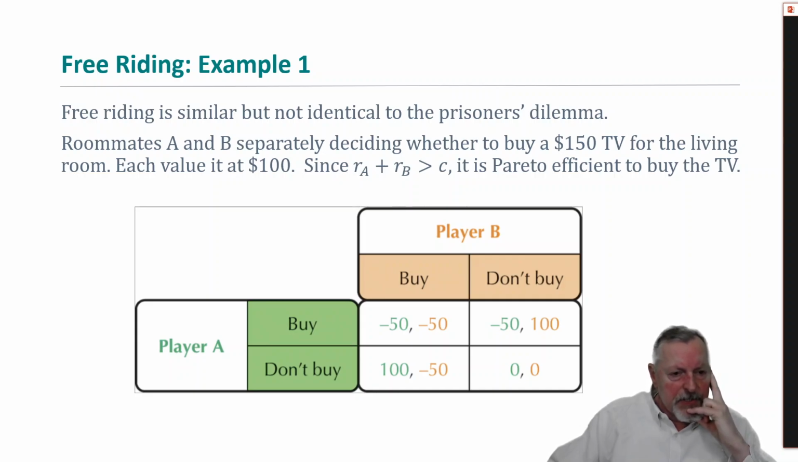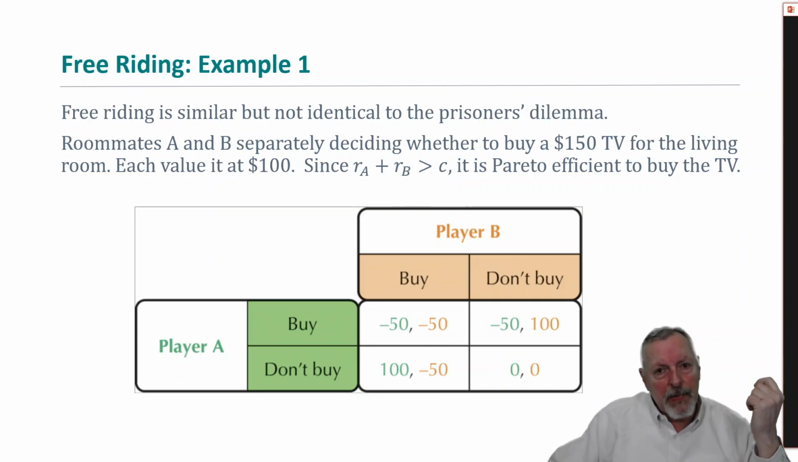Player A is deciding what to do. And player A thinks, well, if my roommate B buys the TV, then we'd be in this left-hand column. What should I, as player A, do? Well, if I buy the TV also, we'd end up with two TVs. I'd have spent $150 for something that I only value at $100. I'd be down $50. If I don't buy it, but B does, I get to watch TV for free. I get $100 benefit.